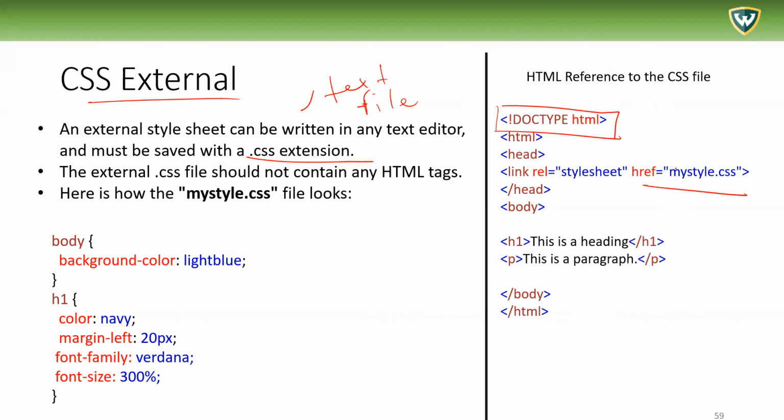That makes a reference to my style.css. So here's the mystyle.css file, which the text file looks like. Body is the body rule set. Background, just background color. You can establish many other properties here. There is font, all kinds of things about the body that you can establish. But here we're just establishing the color. And then for the H1 tags, we're going to have color, margin-left, font-family, font-size, and so on in this mystyle.css.